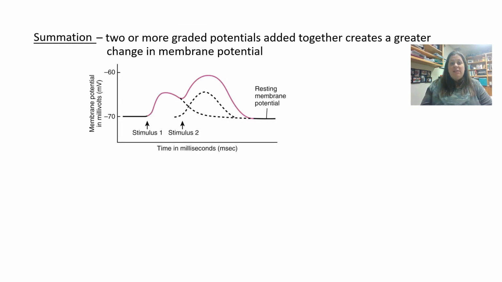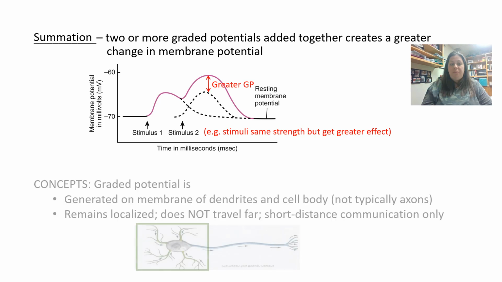So we do see in this case that with graded potentials, we have a concept called summation. This is when two or more graded potentials are going to get added together, and this creates a greater change in the membrane potential. So if you'll notice here, we had one wave that started, but then another stimulus came in and it started again. So we see that it's a summation. We were able to add these stimuli together, allowing a greater graded potential to occur.